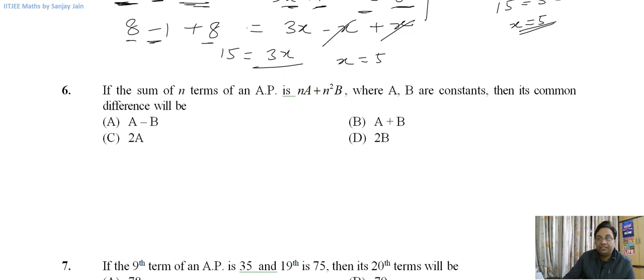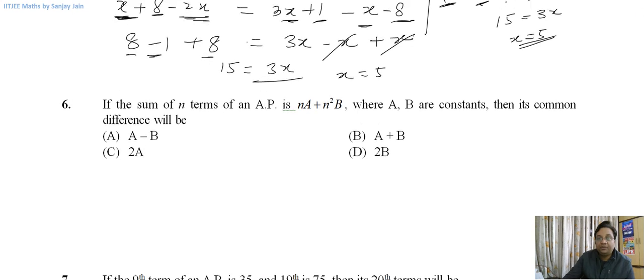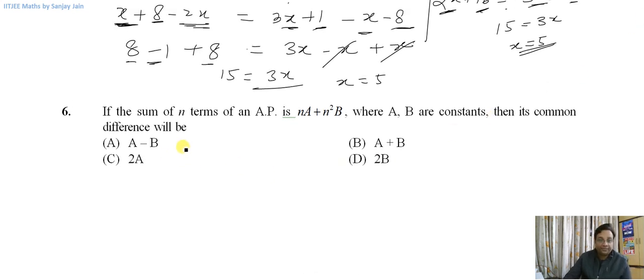Now this question is a pretty simple question. I will not do any calculation and solve it directly. If you have listened to my theory lectures carefully, then you can solve this question in 30 seconds. If the sum of n terms of an AP is na plus n square into b, where a, b are constants, then its common difference will be.